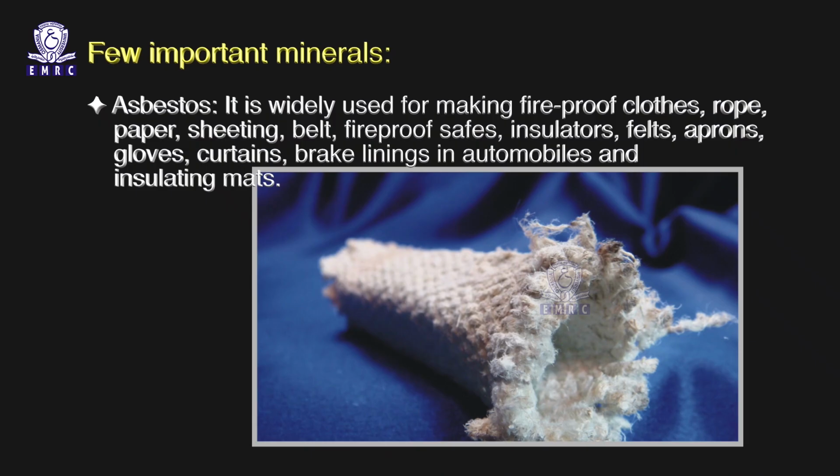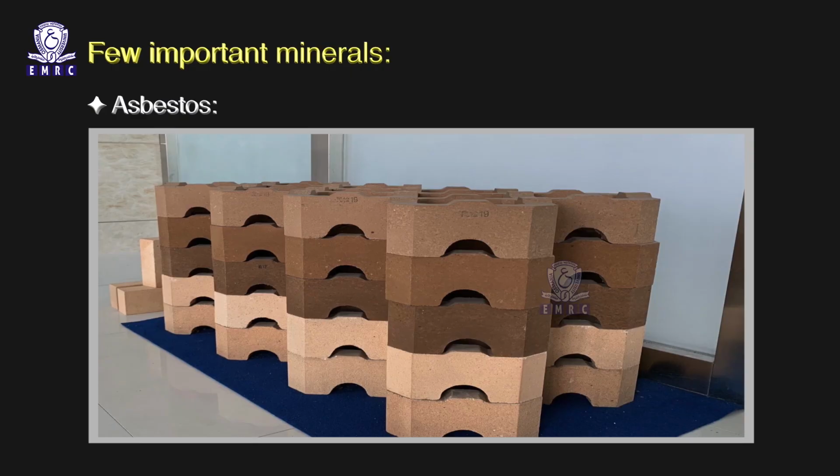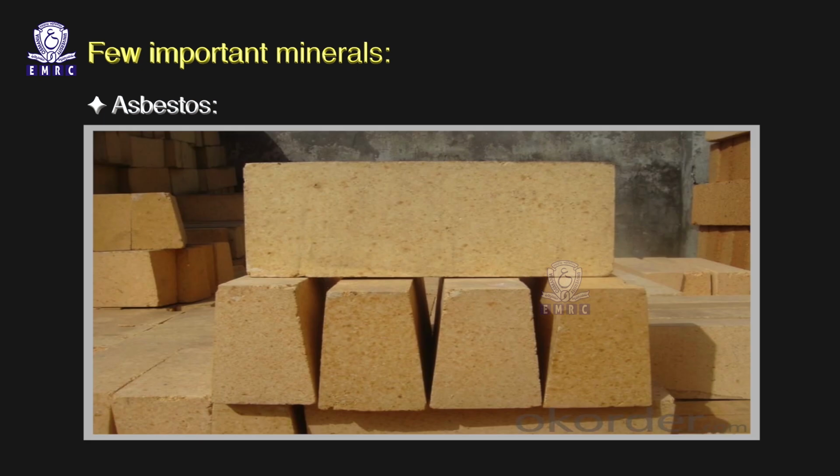Asbestos has great commercial value due to its fibrous structure and its resistance to fire. It is widely used for making fireproof clothes, rope, paper, sheeting, belt, fireproof safes, insulators, felts, aprons, gloves, curtains, brake linings in automobiles and insulating mats. Asbestos cement products like sheets, slates, pipes and tiles are used for building purposes. Mixed with magnesia, it is used for making magnesia bricks used for heat insulation.